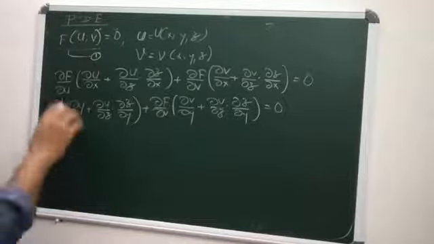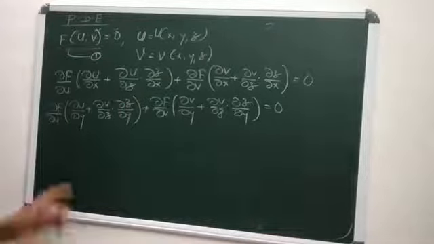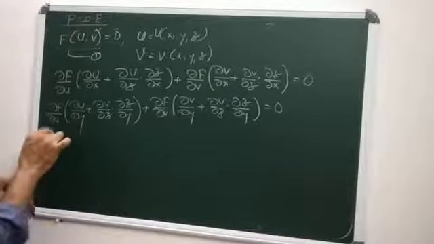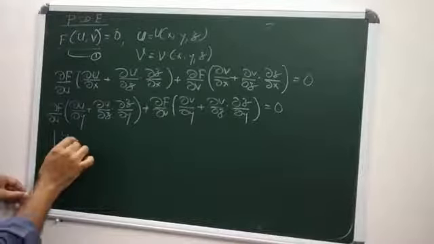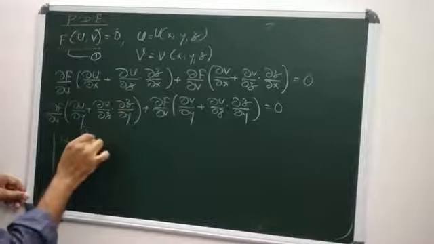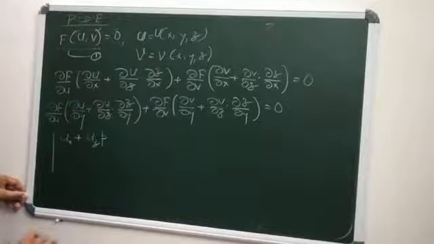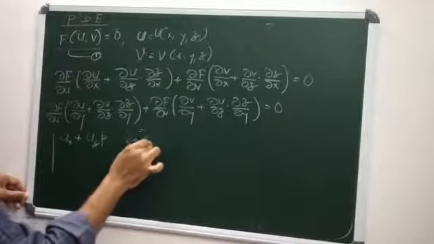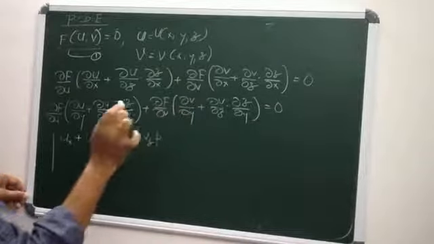Then you can eliminate del f by del u and del f by del v from these two equations. How? Take the determinant: del u by del x is represented by u x plus u z into del z by del x. We know del z by del x is small p. Again, del v by del x is v x plus v z into del z by del x, so del z by del x is again p.